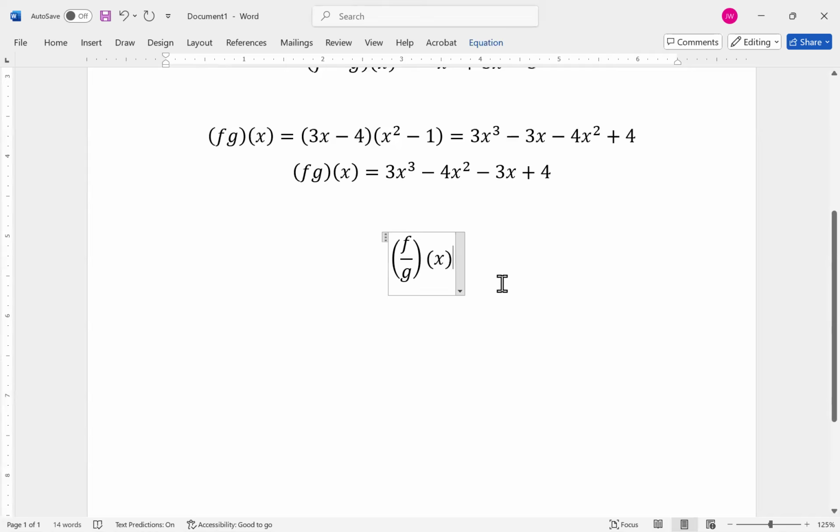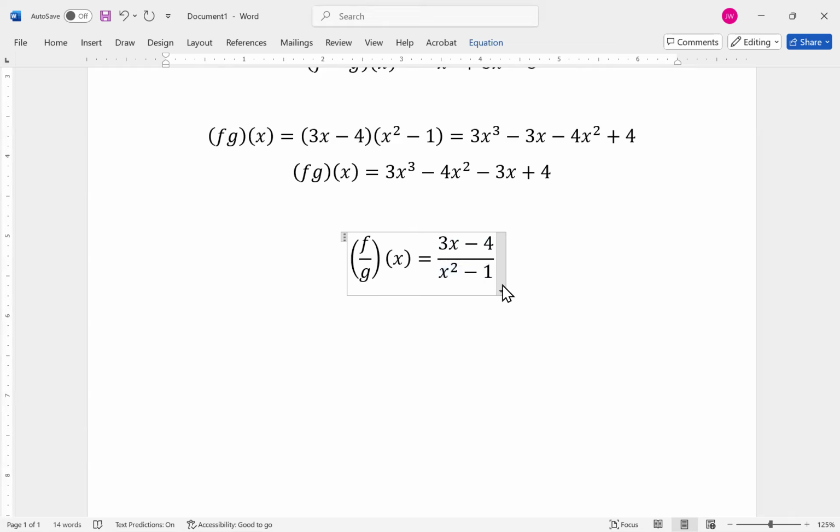F divided by g of x: I take the expression for my output for f, which is 3x minus 4. That would be placed in the numerator. My expression for the output of g, which is x squared minus 1, would be placed in the denominator. And that would just be my new function. There's nothing that's going to simplify that any more than it already is. So that's about as simplified as I can make it.